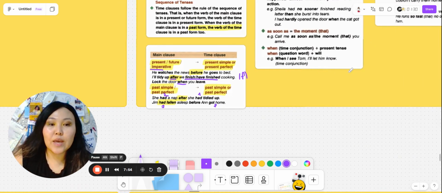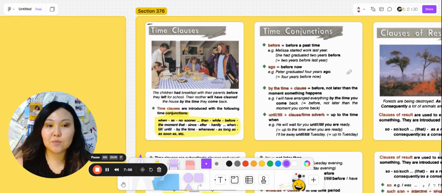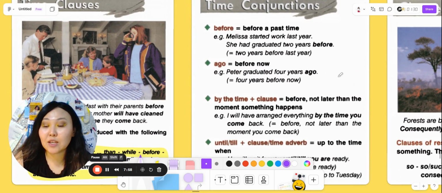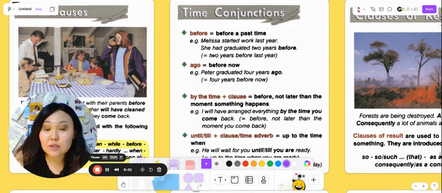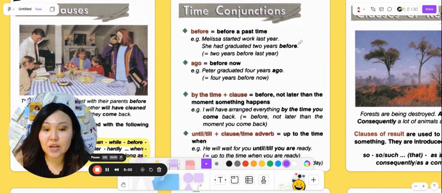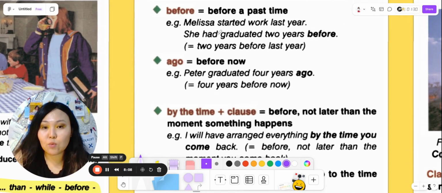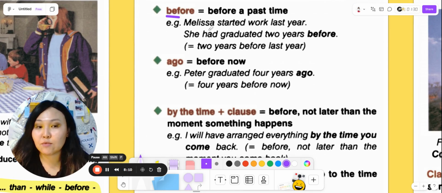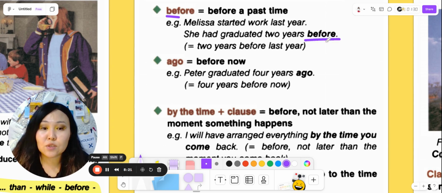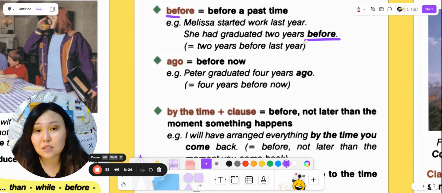So we are going to the next part. Here, we are going to talk about time conjunctions, our helpers that introduce our time clause. These are conjunctions, and the first one is really easy. It's before, past time. We will just read them and read examples, okay? Melissa started work last year. She had graduated 2 years before. So 2 years before means last year. Before, it's a time conjunction.